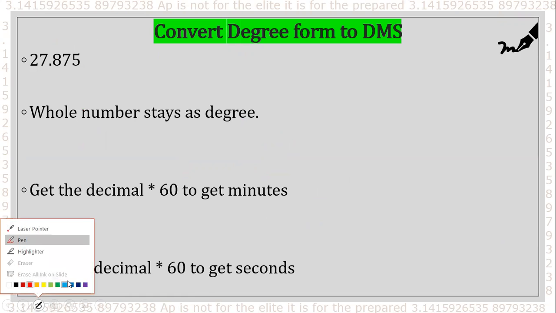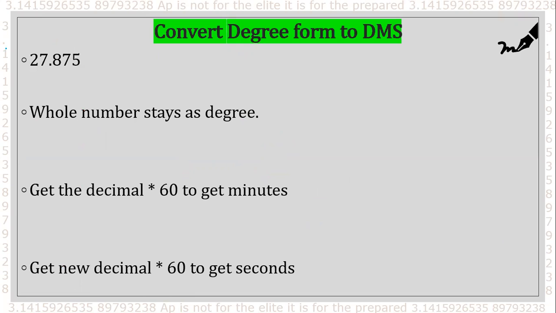Okay, so very, very similar. Now we're going to go ahead and get, oops, I forgot the degree sign. We're going to change this into degrees, minutes, and seconds. So we're going to keep the whole number, right? Because this whole number is already in degrees. So I'm going to leave it as it is, 27 degrees.